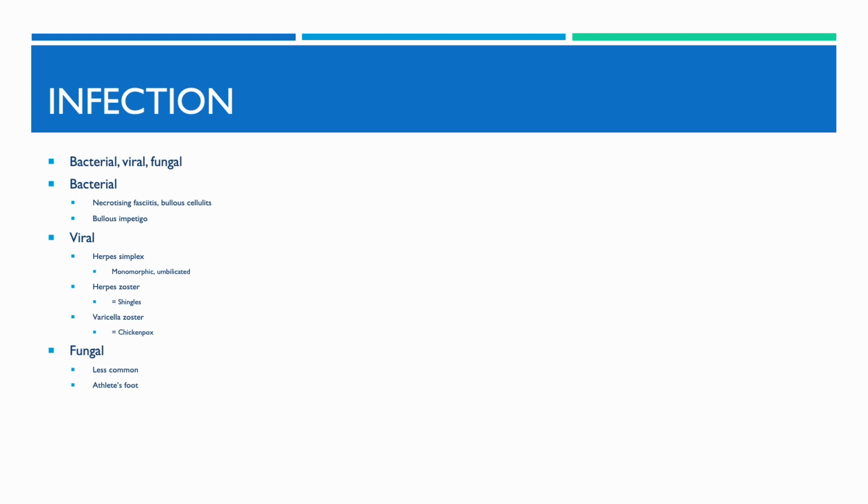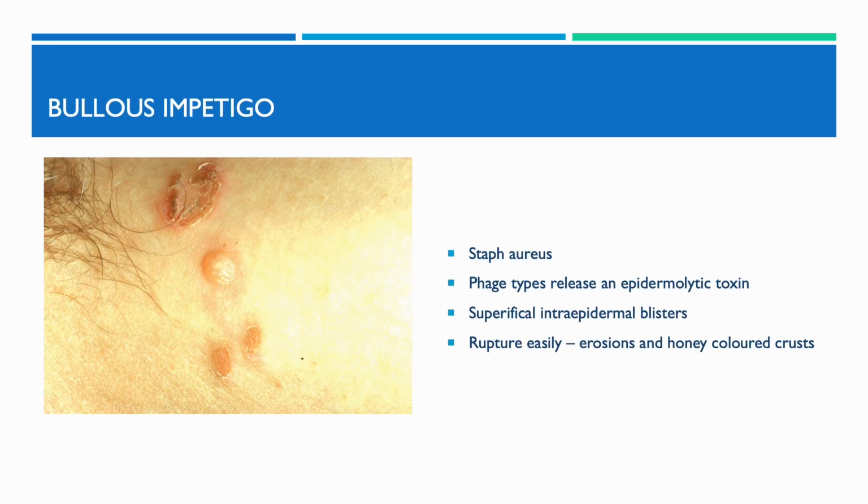Infective causes of blistering can be broadly split into bacterial, viral and fungal infections. Our bacterial causes of infection would include necrotizing fasciitis, bullous cellulitis and bullous impetigo. Viral causes of infection include herpes simplex, herpes zoster and varicella zoster virus. Fungal causes of blistering are much less common but can occur.